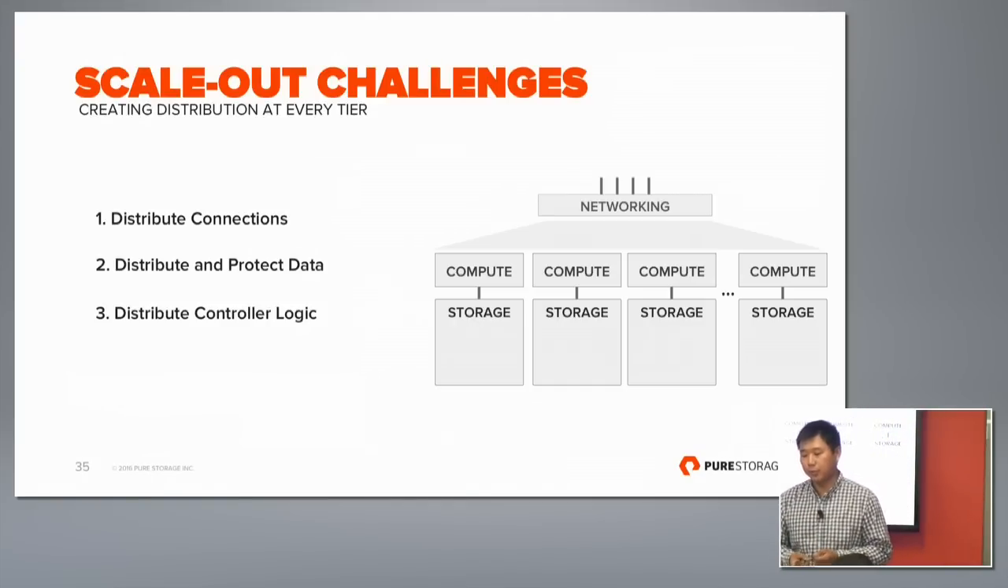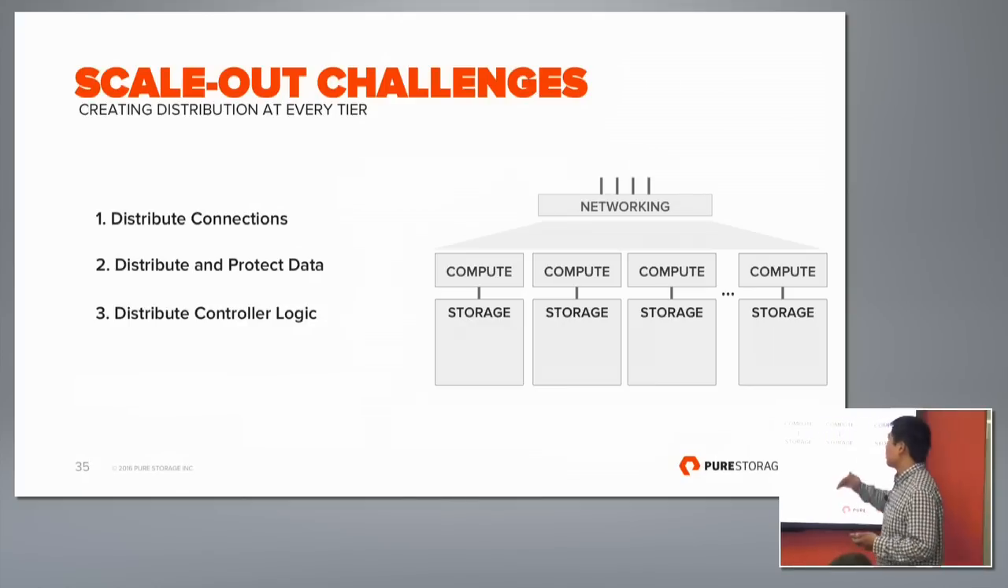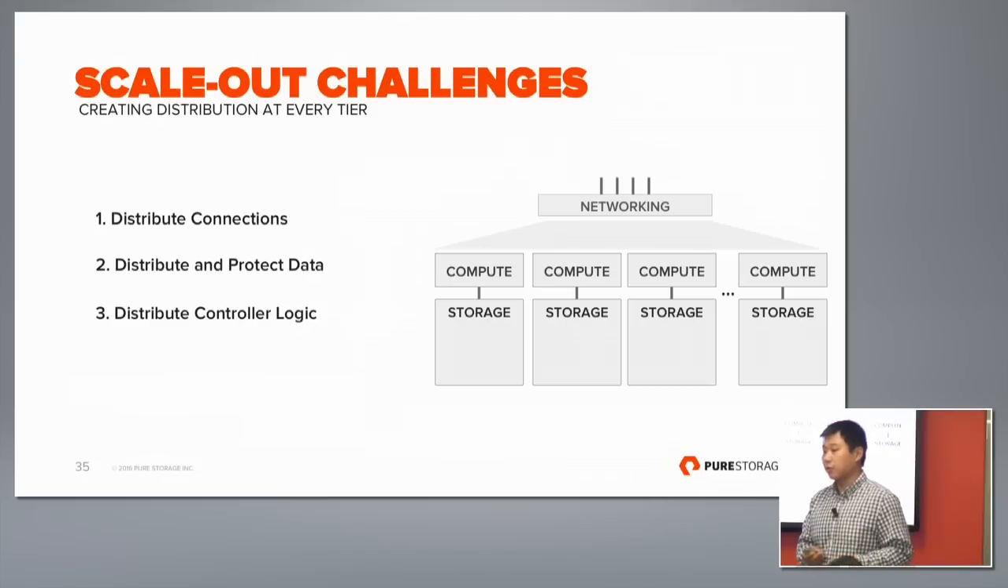We need to find a way to create distribution in terms of how we handle incoming connections at the networking tier. We have to find a way to distribute data across the system. As we add more compute and storage into the system, we have to find a way to distribute that data across all of those new storage resources. And then most importantly and most challenging, we have to find a way to make use of the compute tier, and as we scale it, we have to find a way to distribute that controller logic. So what I want to do is walk through each of these challenges, touch briefly on some of the common solutions we see in the market today, but really spend more time talking about how we've addressed some of these challenges in our software architecture.